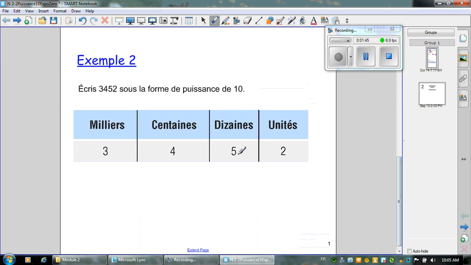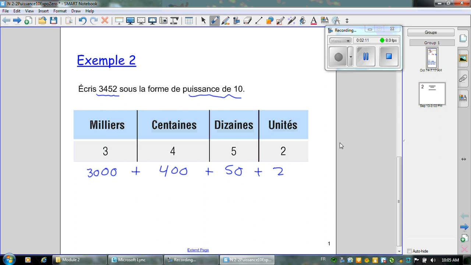Okay, here we go. Last thing. We need to write this using powers of 10. So, this is the word: there's 3 thousands, 4 hundreds, 5 tens, and 2 units. In other words, there's 3,000 plus 400 plus 50 plus 2.